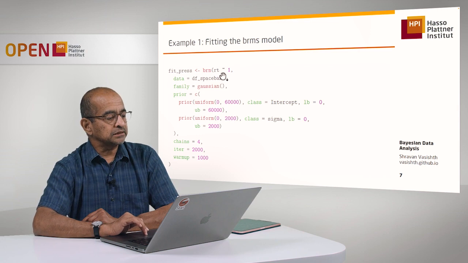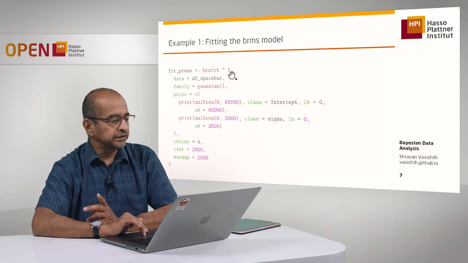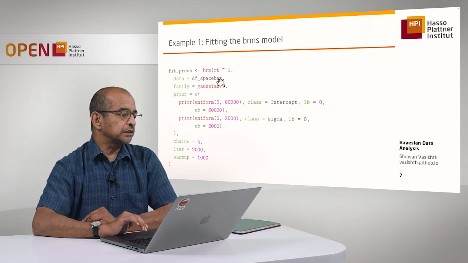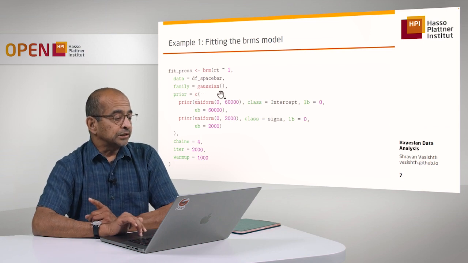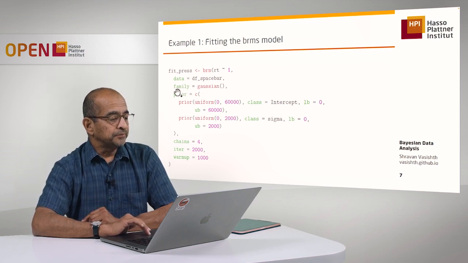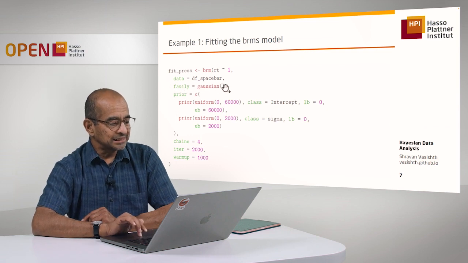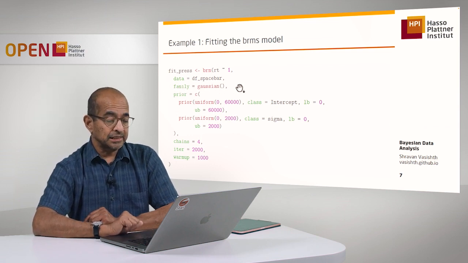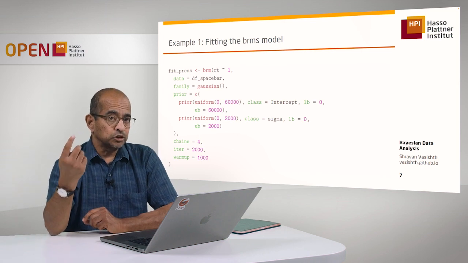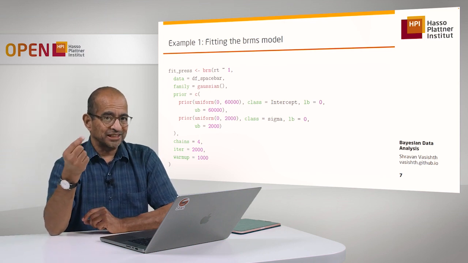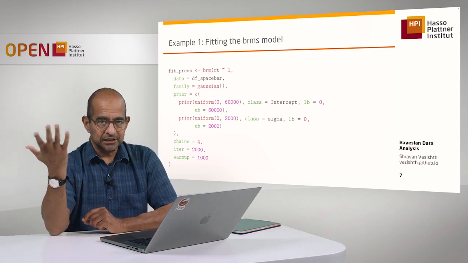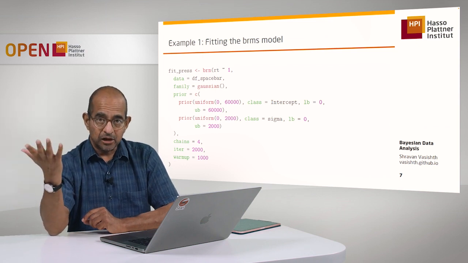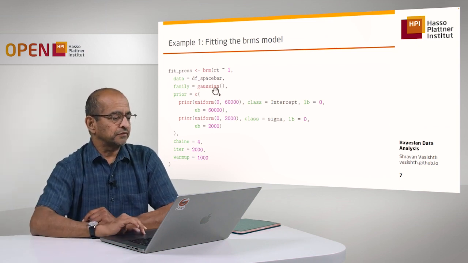So we've got RT as a function of the intercept. That's just like the linear model. Here's the data specification. One important thing that is added in the brm function is the family. This family Gaussian statement is saying that the likelihood that we are assuming for the data is the normal likelihood. A synonym for the normal likelihood is the Gaussian likelihood. So that's why we have Gaussian here.